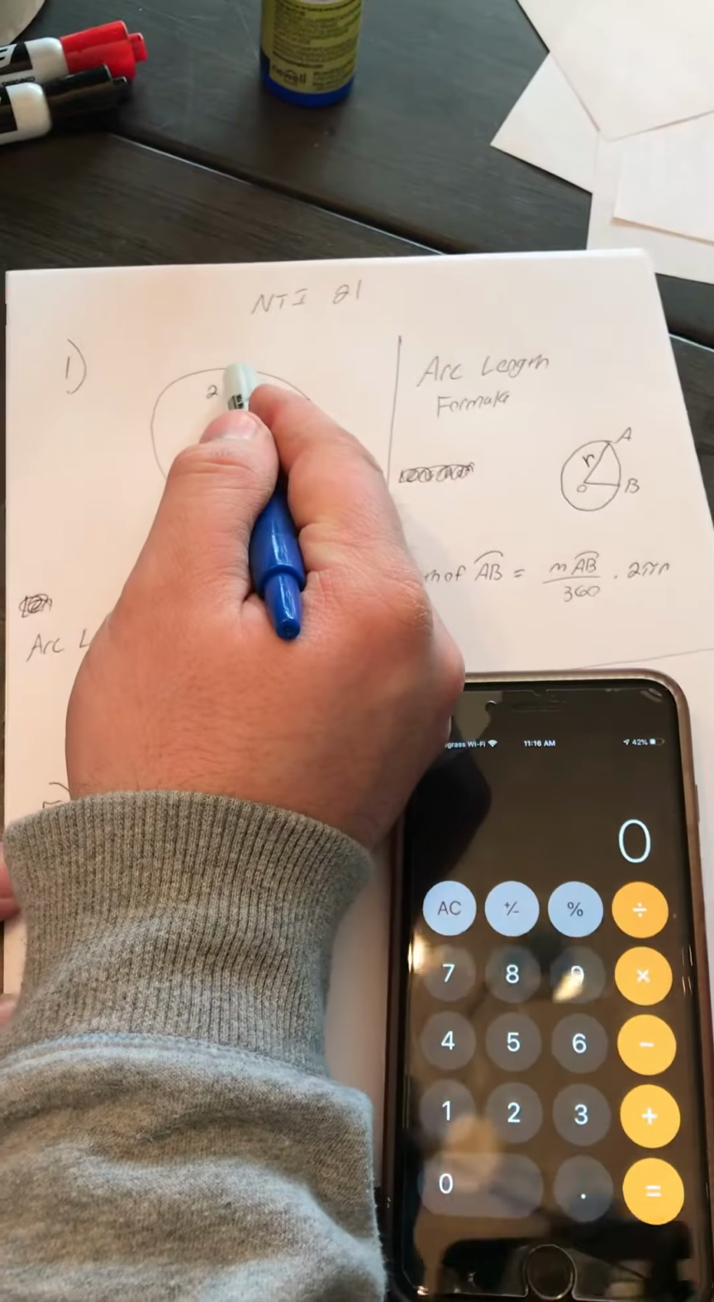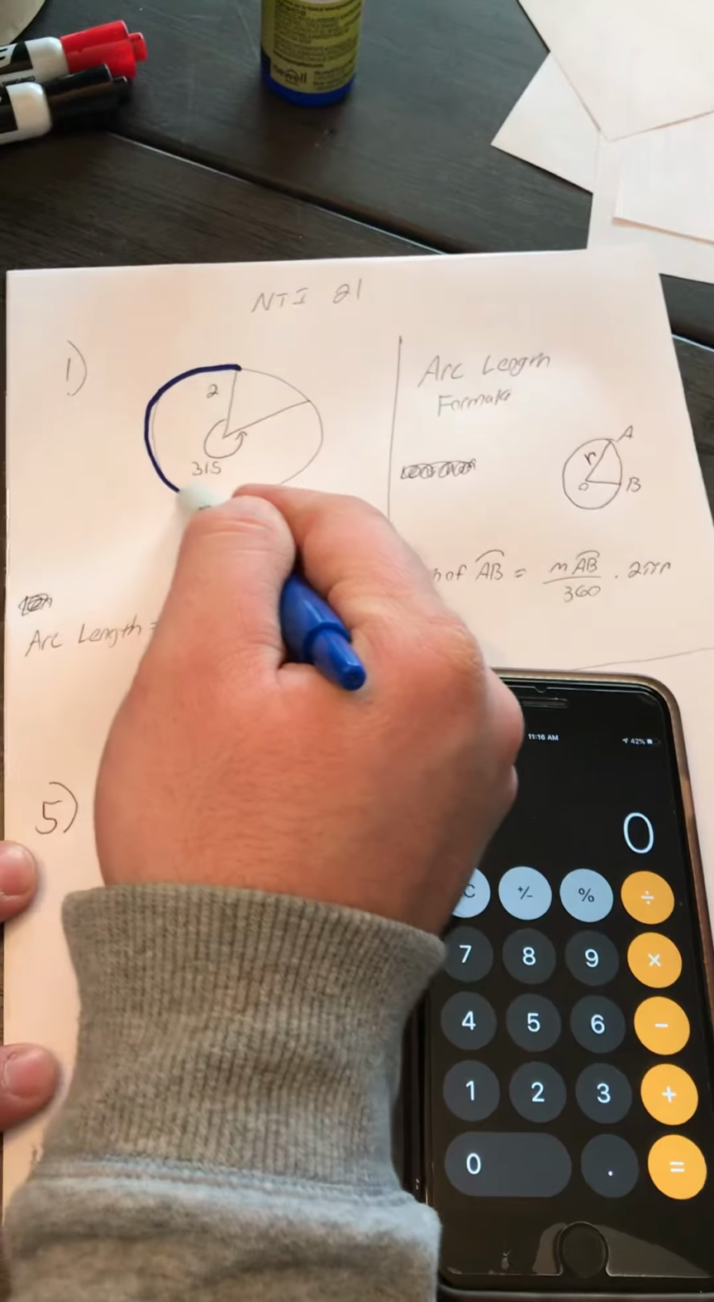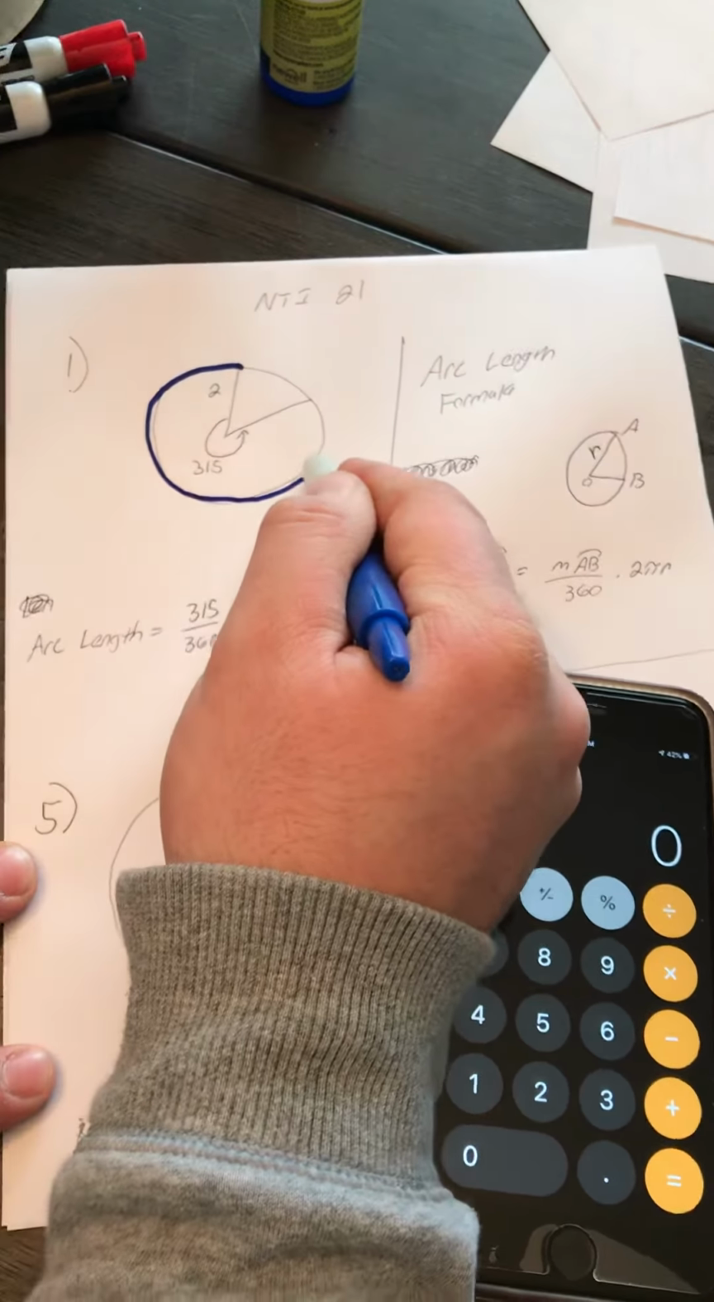So it wants to know how big this right here is, how long that is. There's a formula. The formula is right here. Arc length equals the measure of angle B divided by 360 times 2 pi r. Okay, 2 pi r, that's the circumference formula if you remember that.